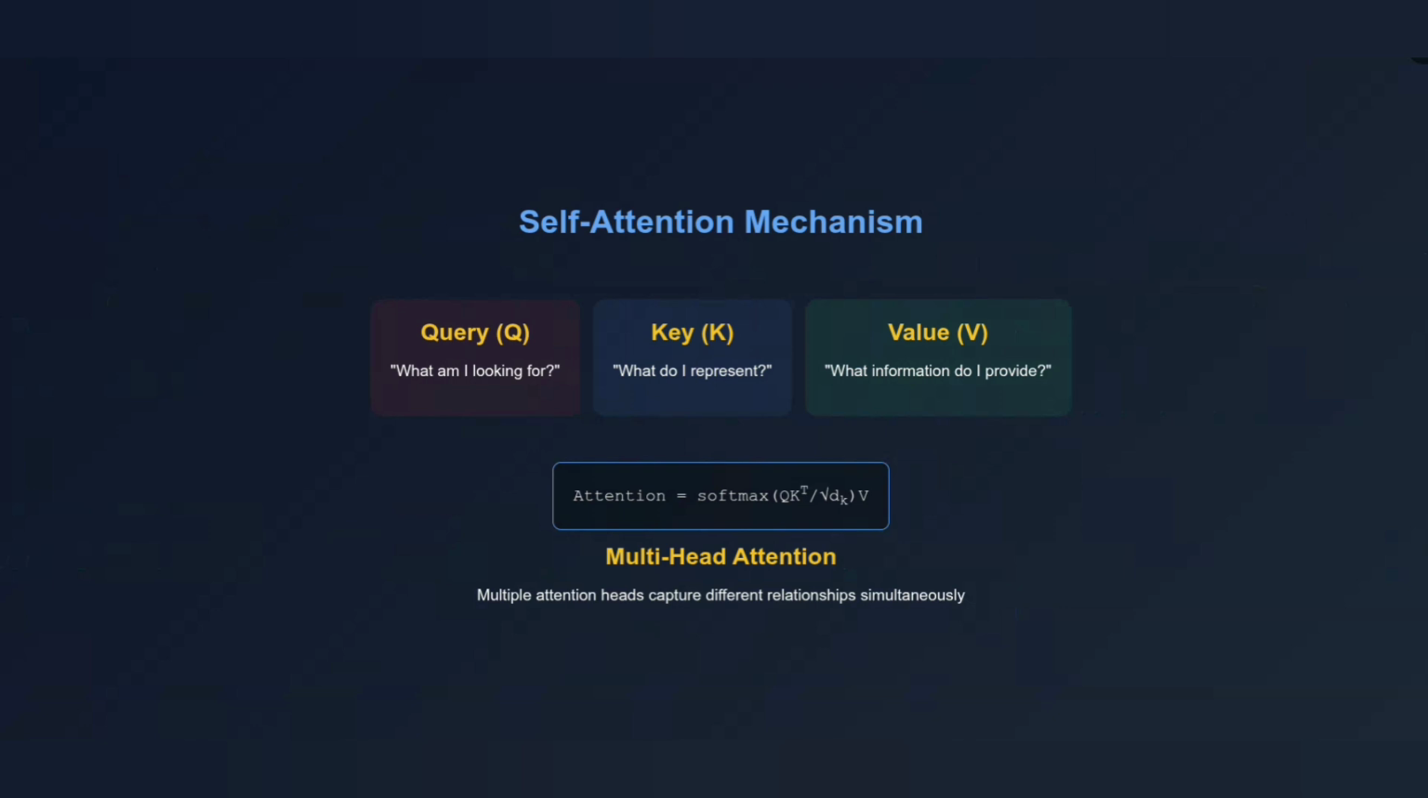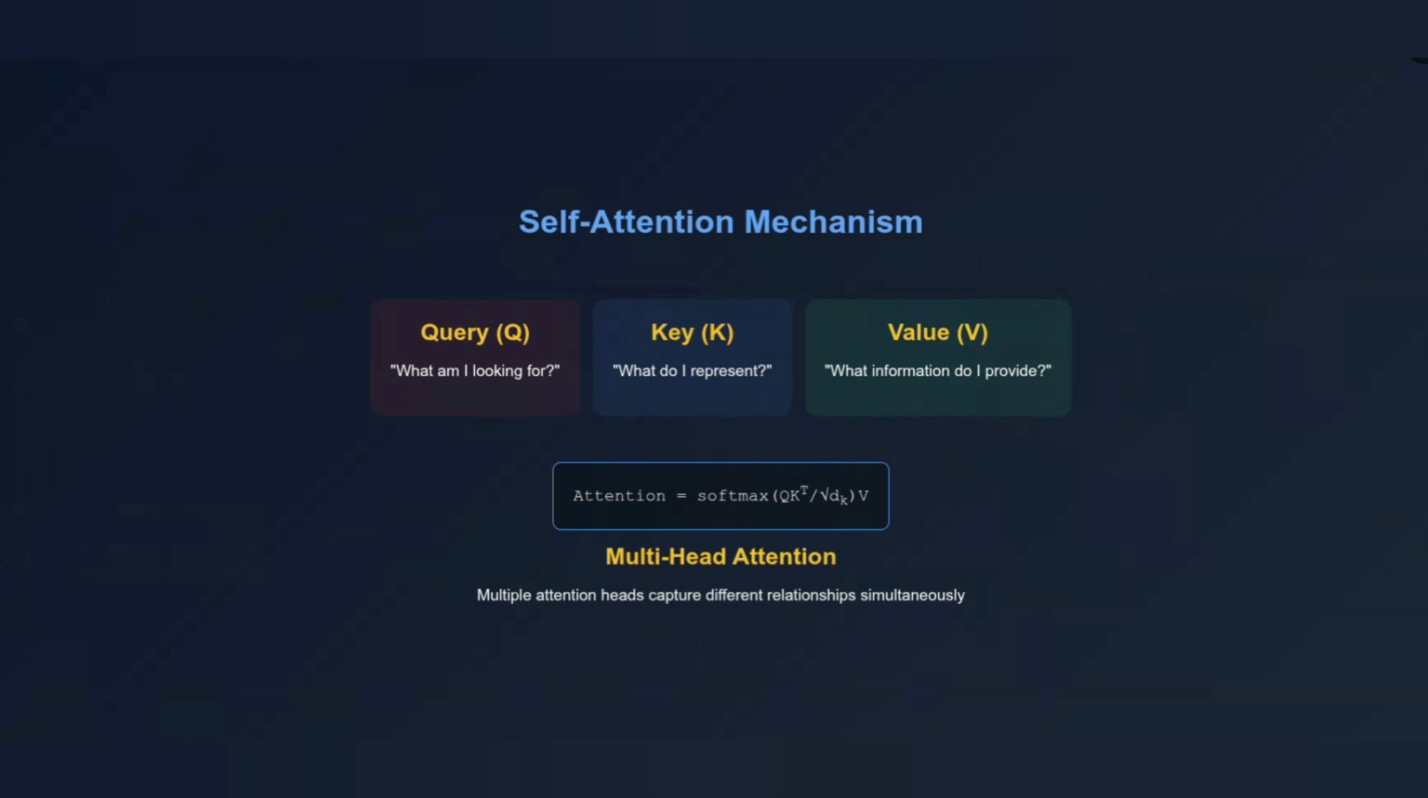The attention calculation follows a simple formula. Attention equals softmax of QK transpose divided by the square root of d_k, all times V. We compute how much each word should attend to every other word by taking the dot product of queries and keys, normalizing with softmax, then using these weights to combine the values.